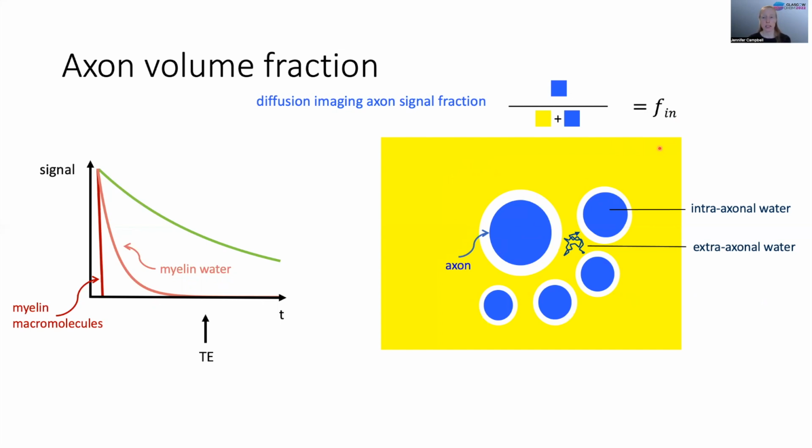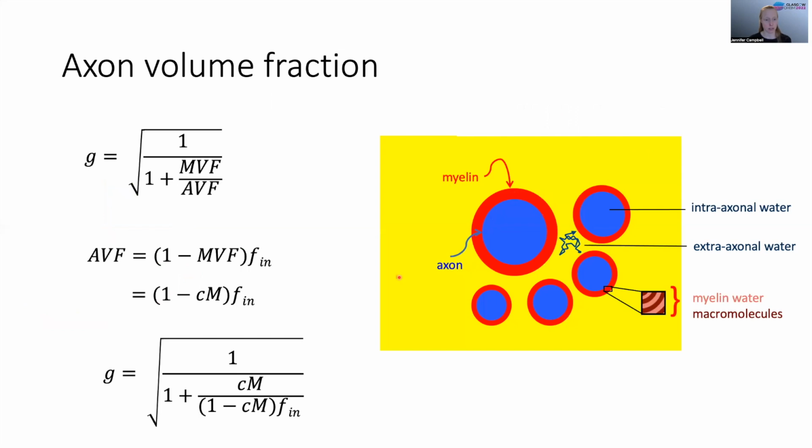Now, what we originally did was propose to use the intraneurite signal fraction directly in the G ratio formulation. I'll get to problems with that in a moment. And because we get no signal from the myelin, we need to adjust this fraction using our myelin volume fraction that we already computed. And this will give us a relationship that we can use for the G ratio.